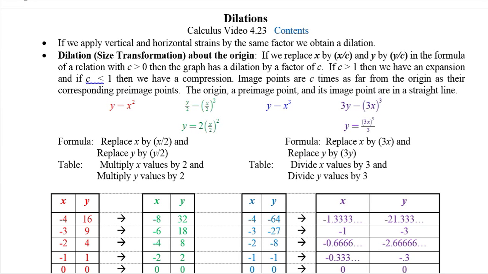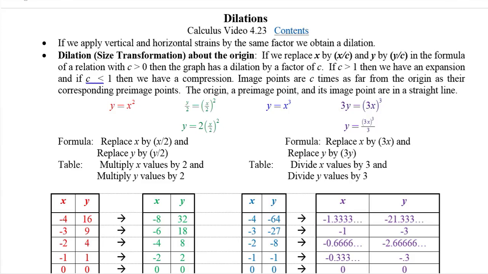Last video we looked at horizontal and vertical strains, and we found that our image, although somewhat like the original graph, was neither similar nor congruent. But if we do both a vertical and horizontal strain by the same factor, then we get something called a dilation or size transformation. And this results in a figure which is not congruent to the original figure. It's not the same size, but it's basically the same shape. So it's what we call a similar figure.